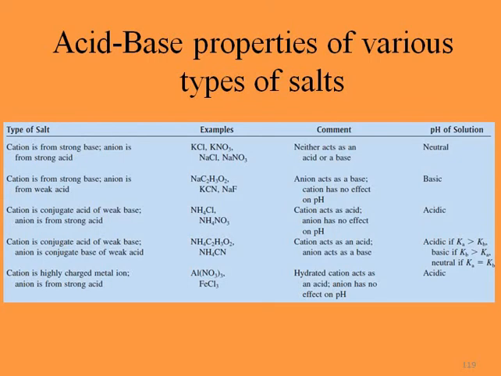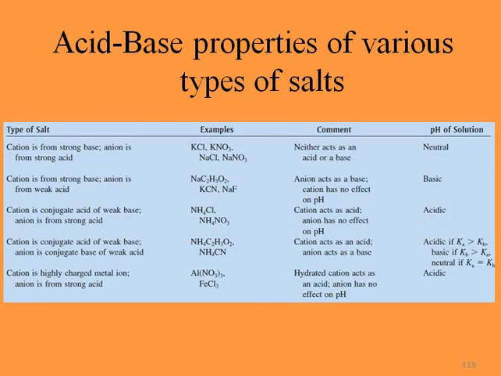So we can have a summary here. Summary of acidic and basic properties of various types of salts. The first one, the type of salt is cation is from strong base and anion is from strong acid. For example, we have KCl, KNO3, NaCl, NaNO3. Comment is going to be neither acts as an acid or a base, so it's going to be neutral as we had it earlier, because the conjugates have no affinity to lose or to get the proton.